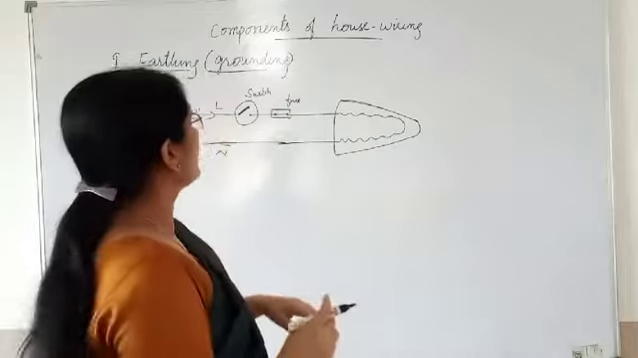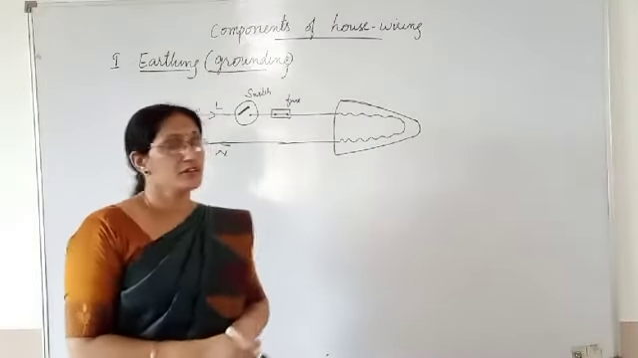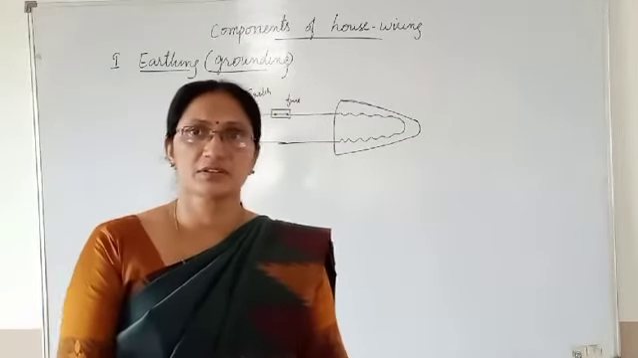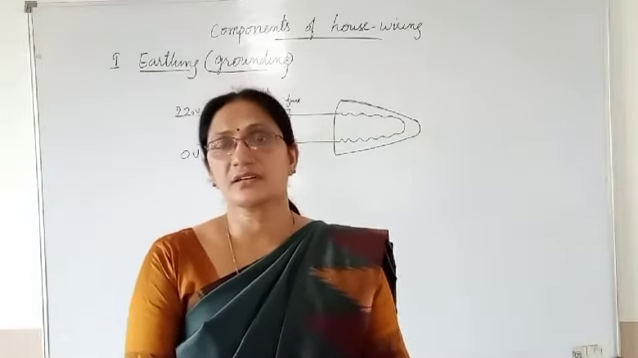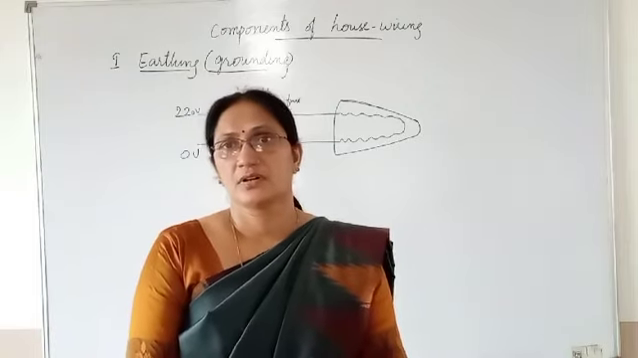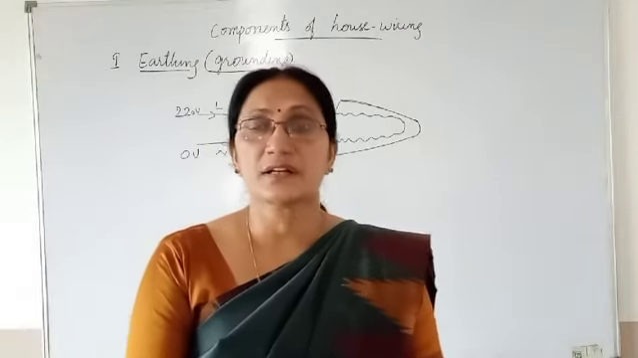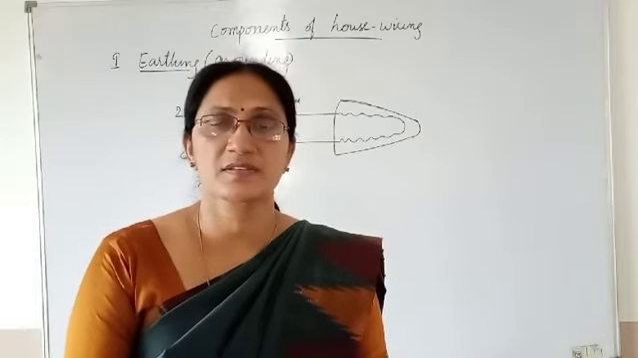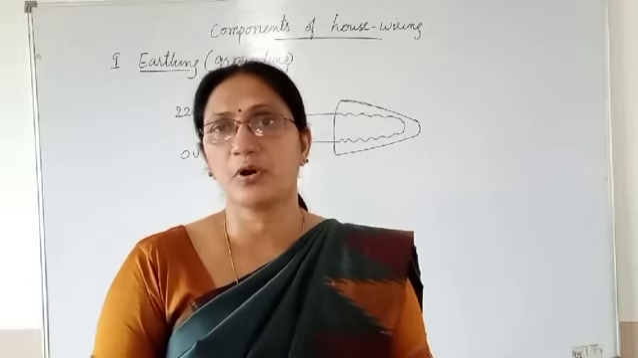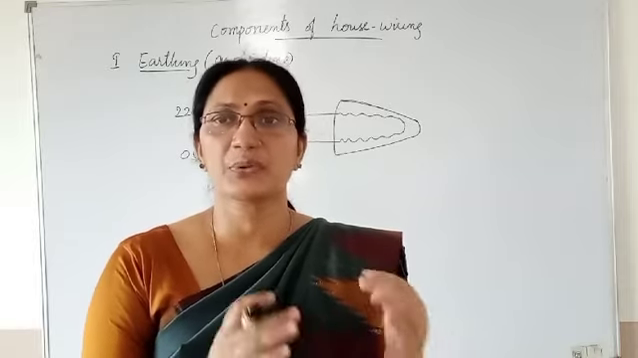The next electrical component of house wiring is earthing. It is also called grounding. Let us see the meaning of earthing. Earthing means connecting the metallic body of an appliance to earth. It is for the safety of the user. And this earthing is given for such appliances where the user has to come in contact with the body of the appliance while it is in use, or where you have to touch the device frequently.